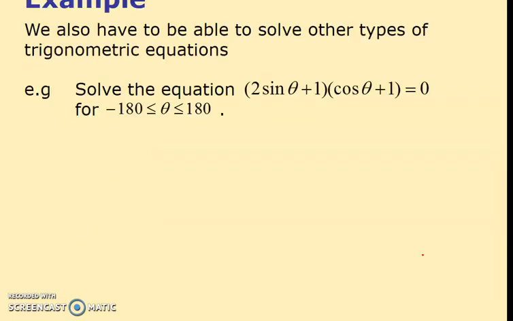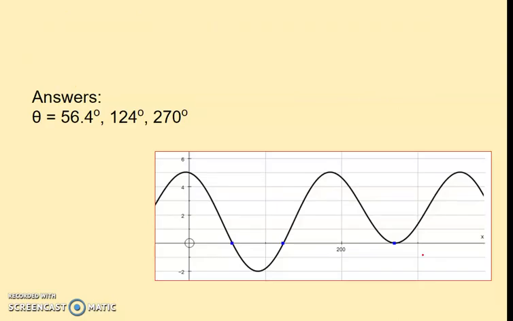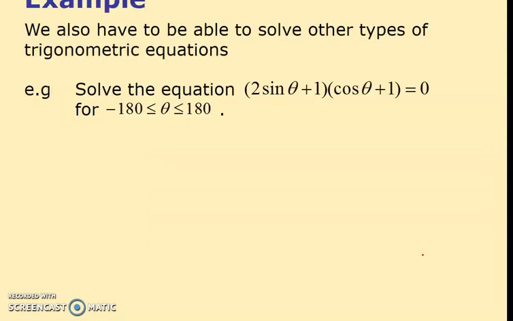The 56.4. Was that meant to be some kind of way of showing it, that graph? I'm not convinced by that. But 56.4, 124, and 270. So that's right.